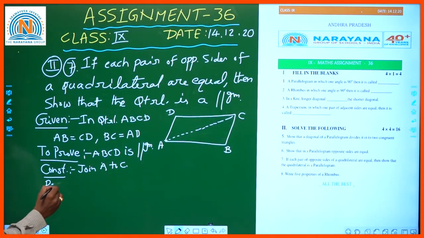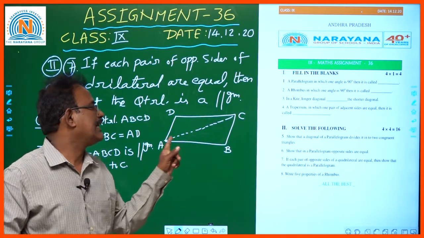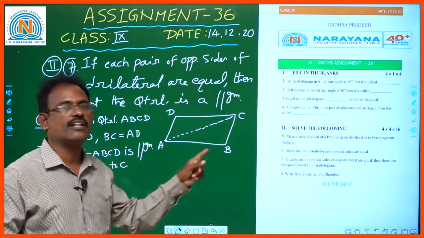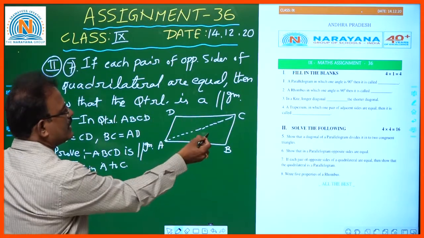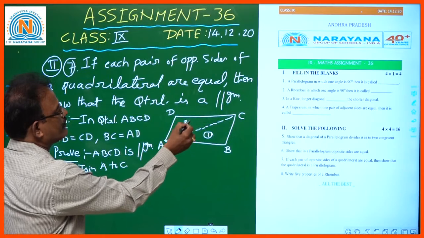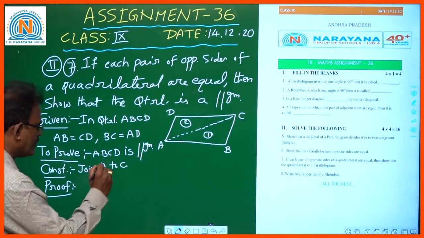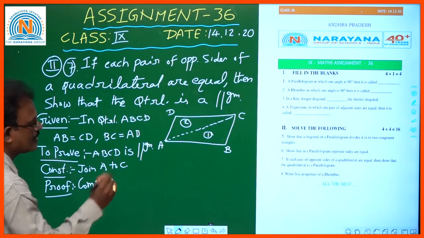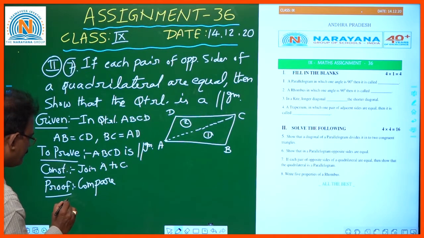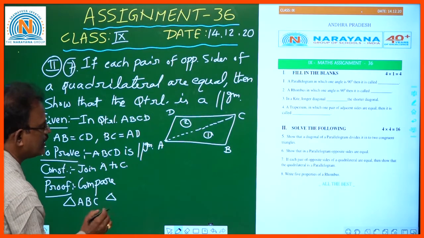Okay. Now children, due to the diagonal AC, the entire quadrilateral becomes divided into two triangles. Let us name them ABC and ACD. Okay. Compare these two triangles, triangle ABC and triangle ACD.